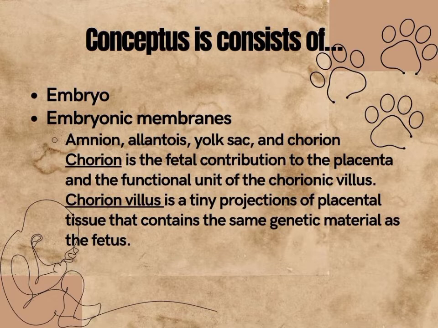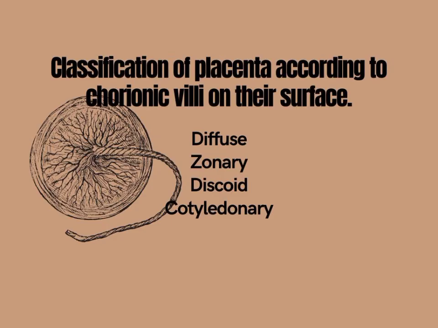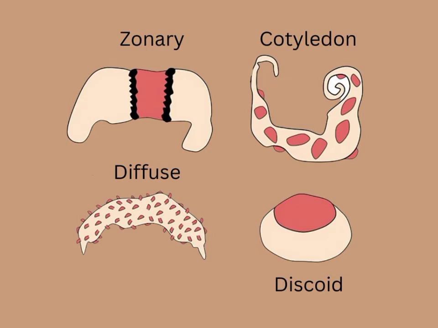Chorion villus, or chorion villi, is a tiny projection of placental tissue that contains the same genetic material as the fetus. This is a significant portion of the placenta that serves primarily to increase surface area by which products from maternal blood are made available to the fetus. Placentas are classified according to distribution of chorionic villi on their surfaces, and therefore the classification of placenta: these are diffuse, zonary, discoid, and cotyledonary.